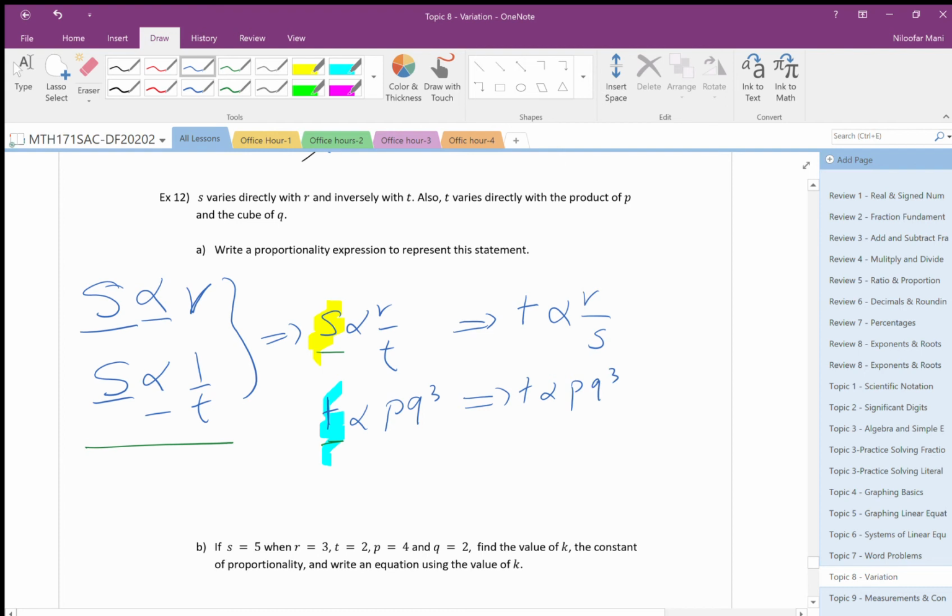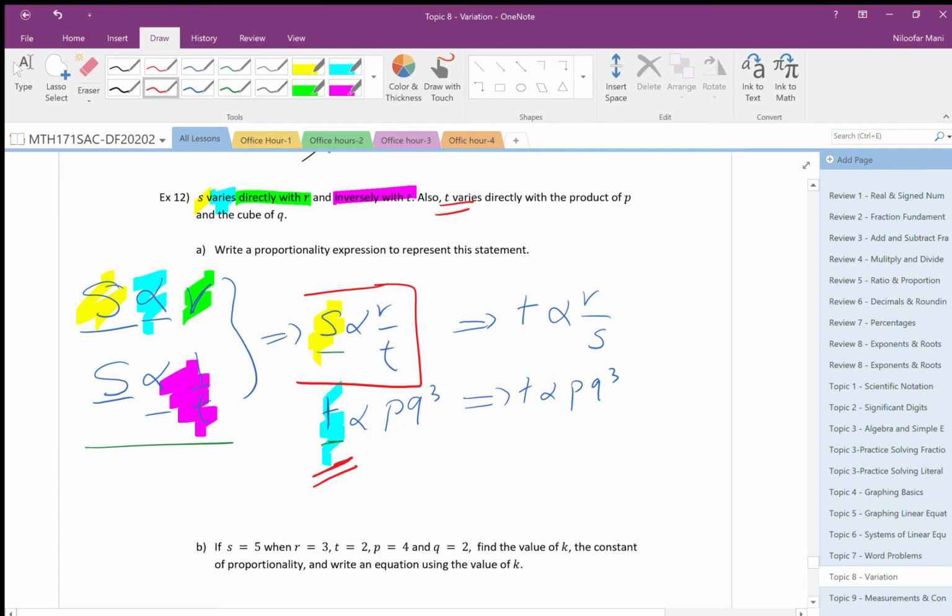From the beginning, I read S varies directly with R and inversely with this. Okay, then I continue. Both of them are S, so I continue and find this. Okay, next step.